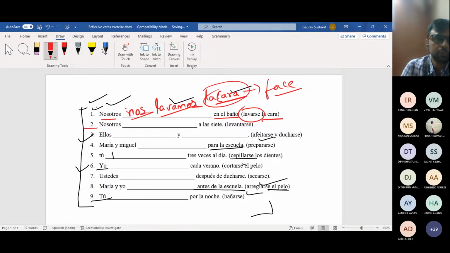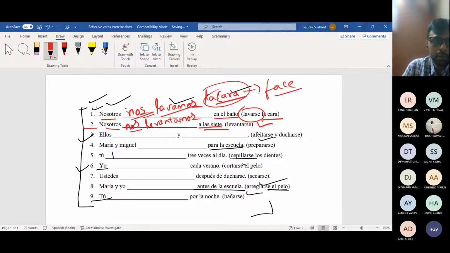Number two, the verb is levantarse. Let me ask Meena, can you try? Nosotros nos levantamos a las 7. Good. Here also not very difficult. Subject is again nosotros, so accordingly levantarse will be conjugated in the same way you have done lavarse. So nos levantamos a las 7.